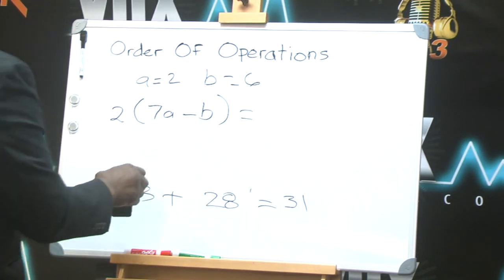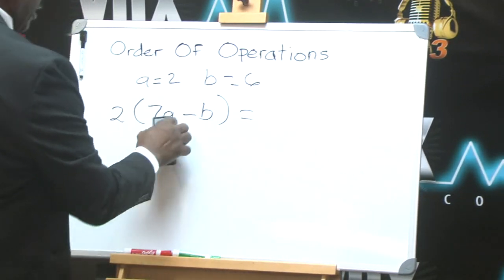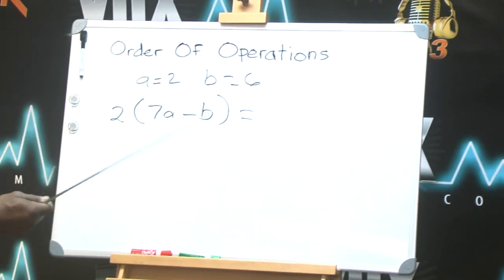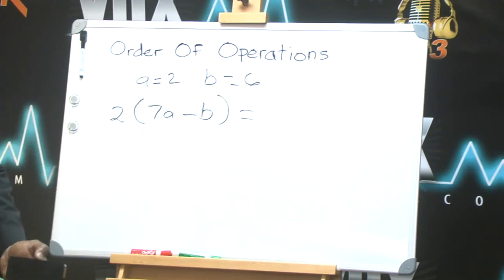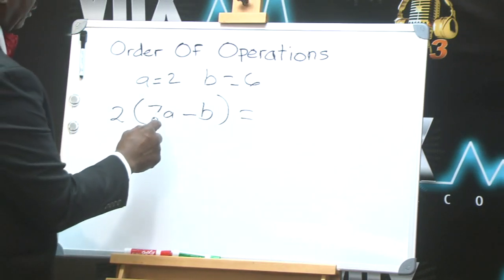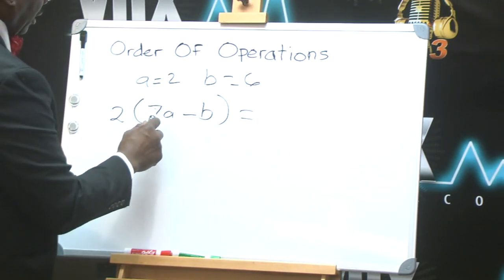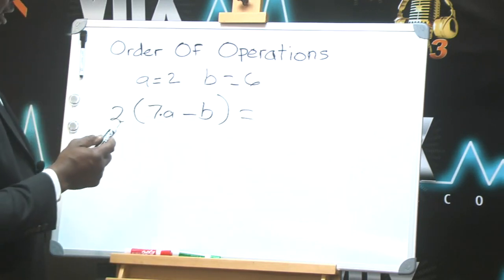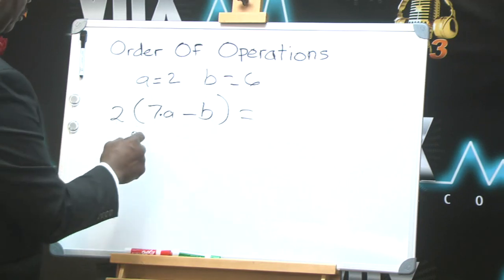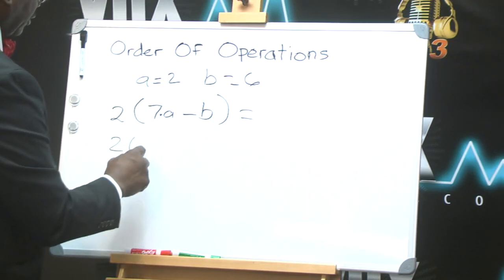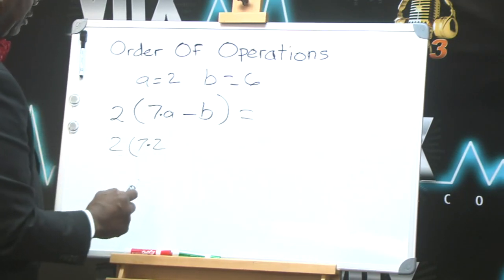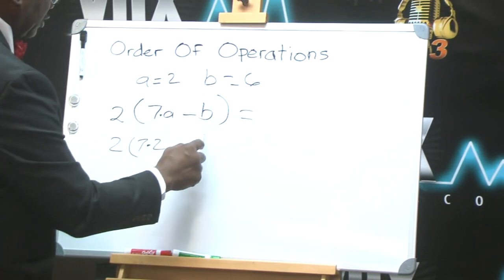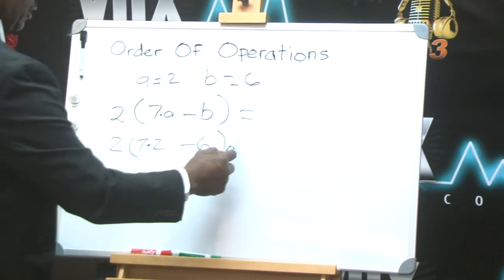And what you have to do is wherever those variables, and we're going to talk more about variables in the future, you see A, you put the value 2. Now again, remember, I said that whenever you have a variable next to a number, even though you don't see it, that means multiply. Okay? So we're going to, in those parentheses, 7 times 2, minus B, which is 6, okay, equals.